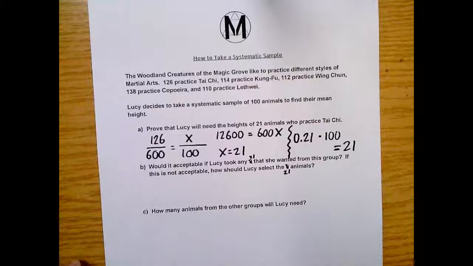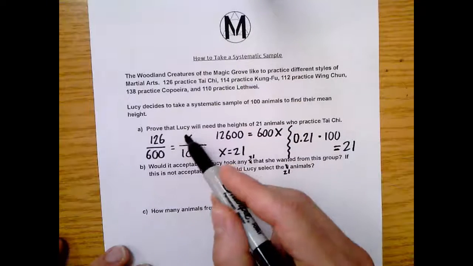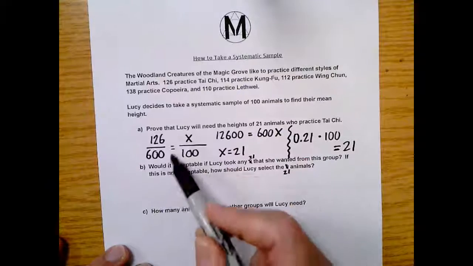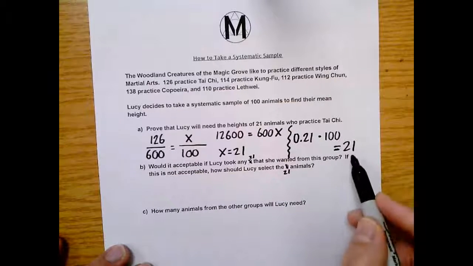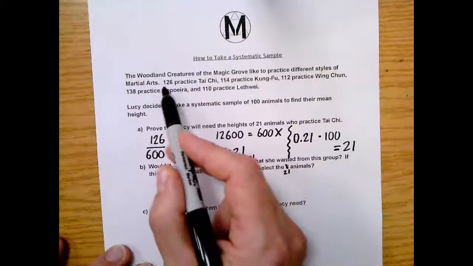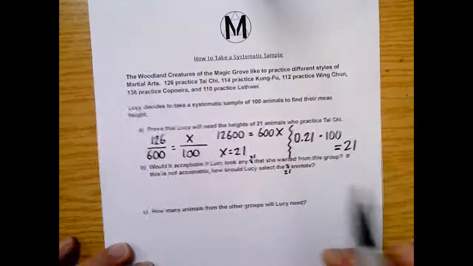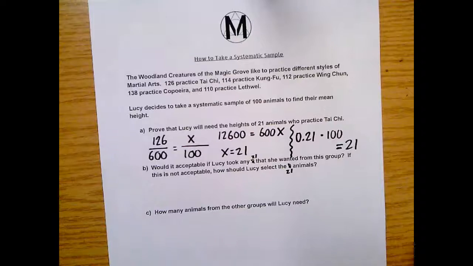What this is saying is, would it be okay if Lucy just walked up to the animals doing Tai Chi, took the first 21, and said, you, let me measure your heights? And the answer is no, that wouldn't be okay for lots of reasons. Because just as we want this sample to reflect the whole population, we want these 21 to reflect this whole population of 126 as accurately as possible.